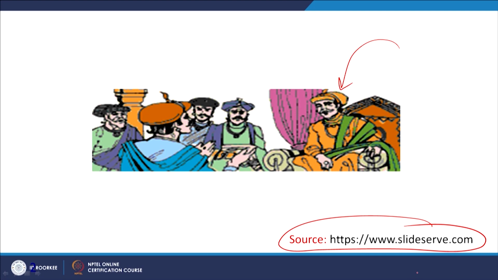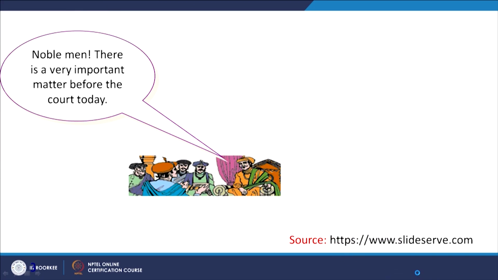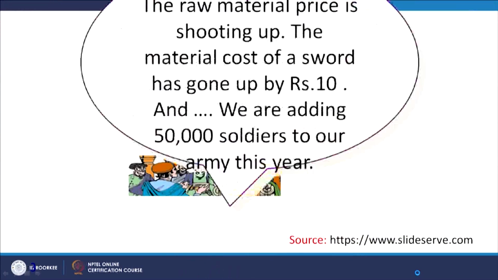So here we can see that this is a case study of a king who is faced with a peculiar problem which he puts forth to his ministers, and the case study goes like this. The king says, noble men, there is a very important matter before the court today. Now what is that peculiar problem?